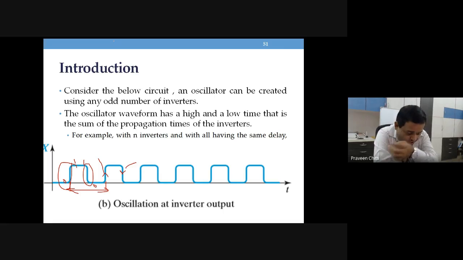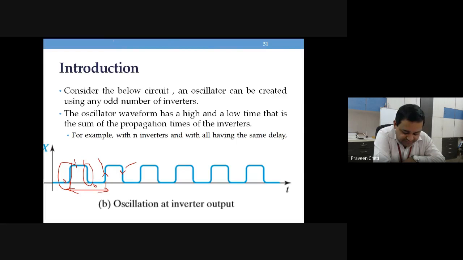That's why normally all sequential circuits or flip-flops are edge triggered rather than level triggered. Latches are normally level triggered. That means when the clock is either 0 or 1, or when the input is 0 or 1, the outputs will be changed. But in case of sequential circuits, most of them are edge triggered, that is either positive edge triggered or negative edge triggered.